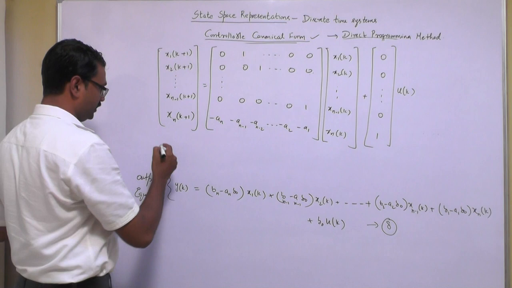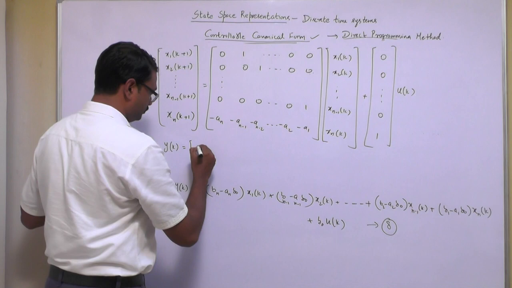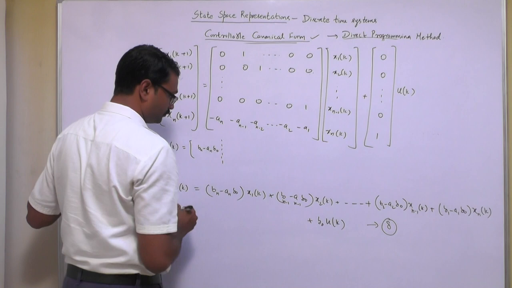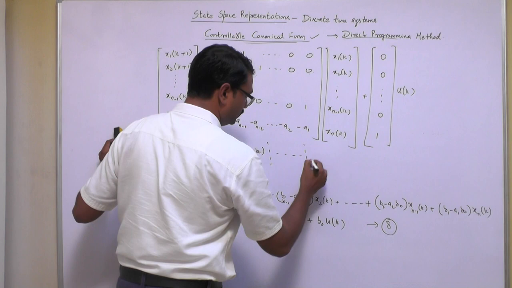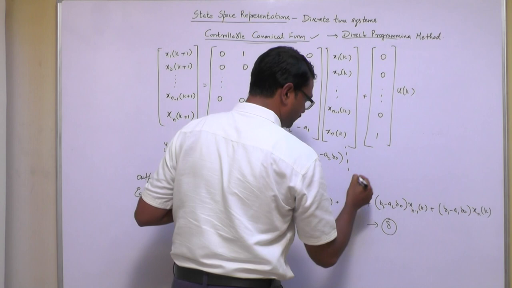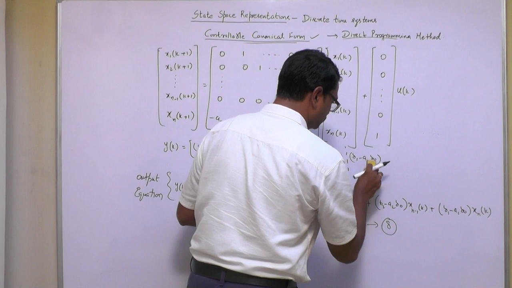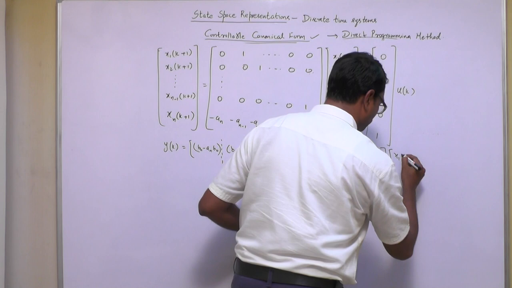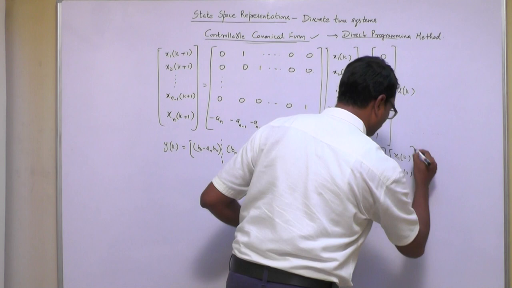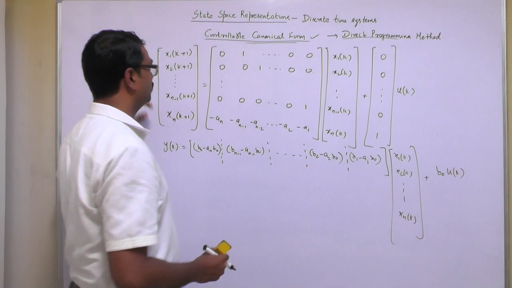And y(k) can be given as bn minus an b0, then b_{n-1} minus a_{n-1} b0, and so on, b2 minus a2 b0, b1 minus a1 b0, times x1(k), x2(k), and so on, xn(k), plus b0 u(k). So this is the controllable canonical form obtained from the direct programming method.